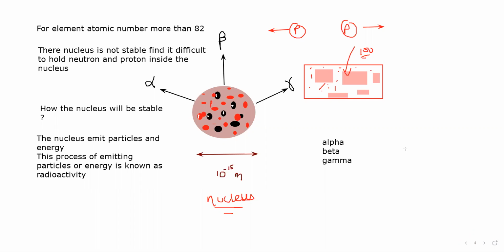Now 82 is a proton number. It's not the nucleon number, because this is the atomic number. Atomic number means the number of protons. So elements which have a proton number more than 82 are naturally radioactive. For elements which have an atomic number less than or equal to 82, those elements are stable and not naturally radioactive.